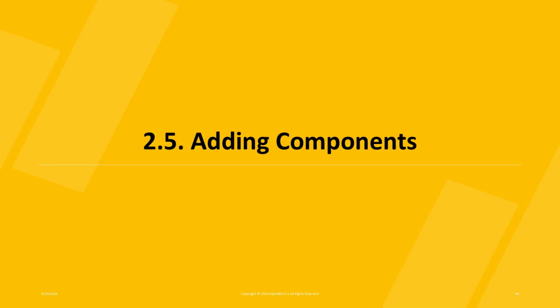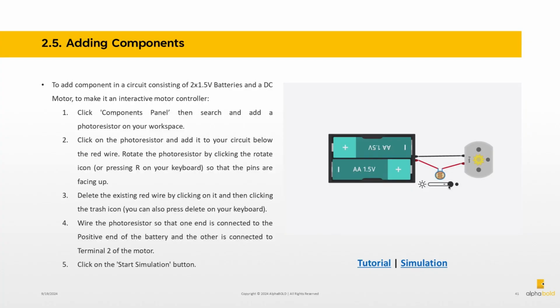Adding components. To add a component in a circuit consisting of 2x 1.5V batteries and a DC motor, to make it an interactive motor controller, click the Components panel, then search and add a photoresistor on your workspace. Click on the photoresistor and add it to your circuit below the red wire.